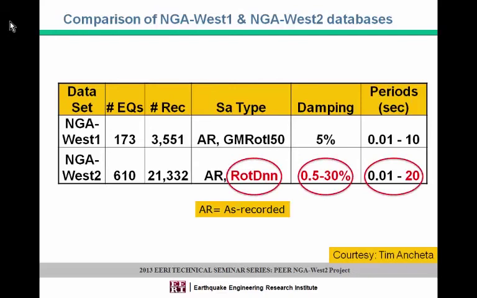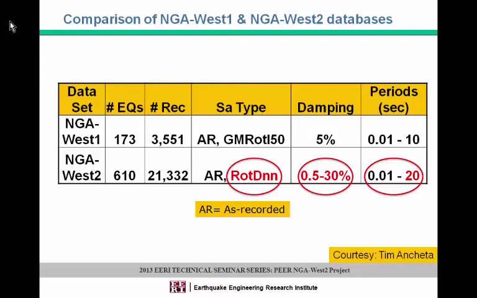I'm going to get to the details of RotDnn and so on. Don't worry about that for the time being. I'll get into that in a minute. In NGA-West1, we had everything for 5% damping. Now we are going from 0.5% to 30% damping. So we have 11 damping ratios, so by itself the size of the flat files and databases increased 11 times.